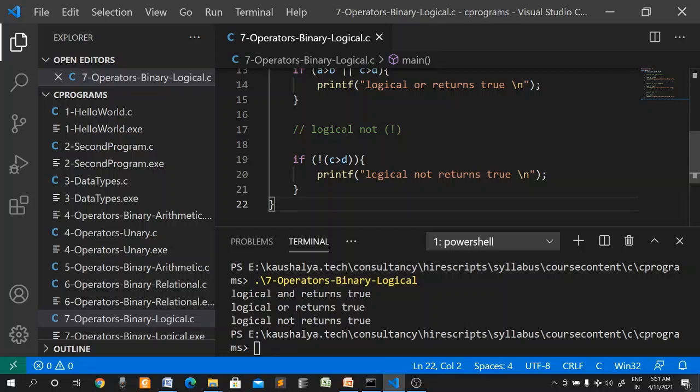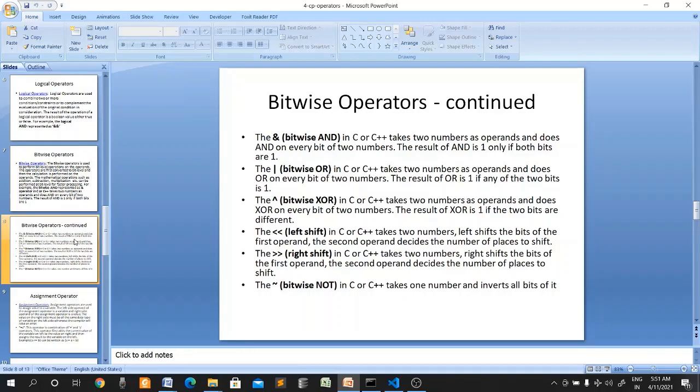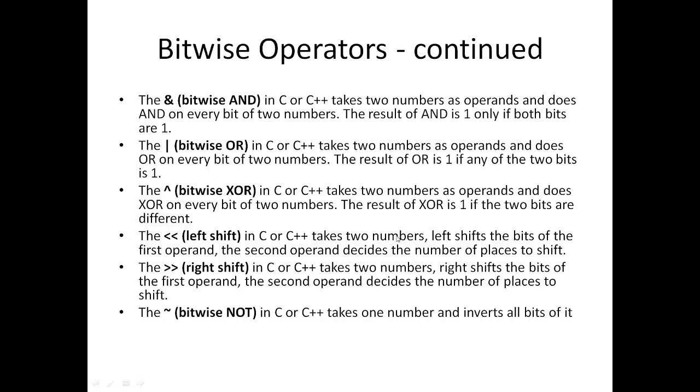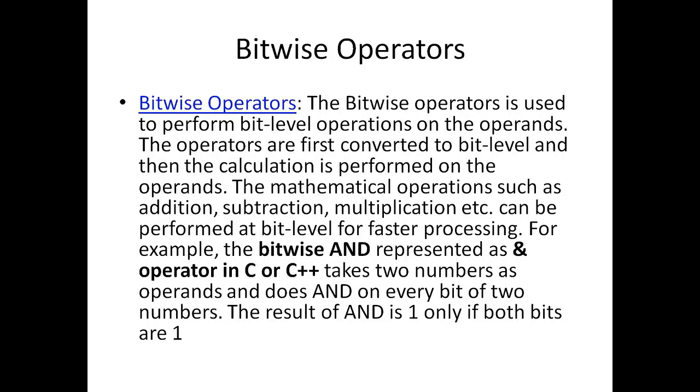Next, we will move on to the bitwise operator. So bitwise operator, here we have AND, single AND, that is bitwise and then OR, bitwise OR, bitwise XOR, exclusive OR, left shift, right shift, and then bitwise NOT. So bitwise operator is going to work on the binary numbers. So it is going to work on the zeros and ones.